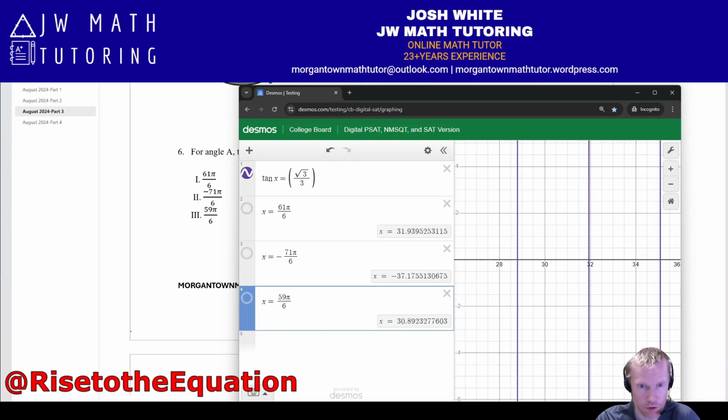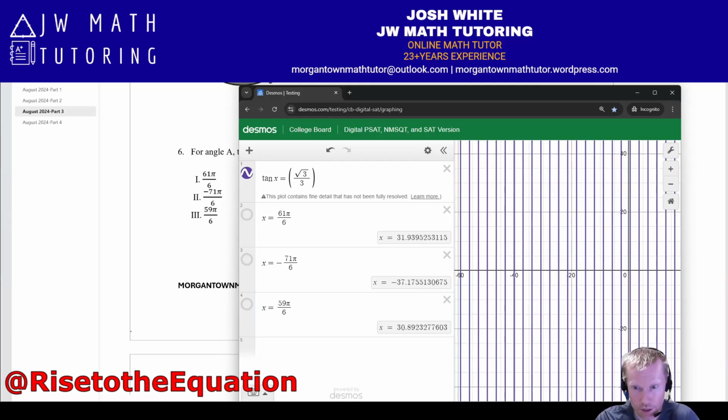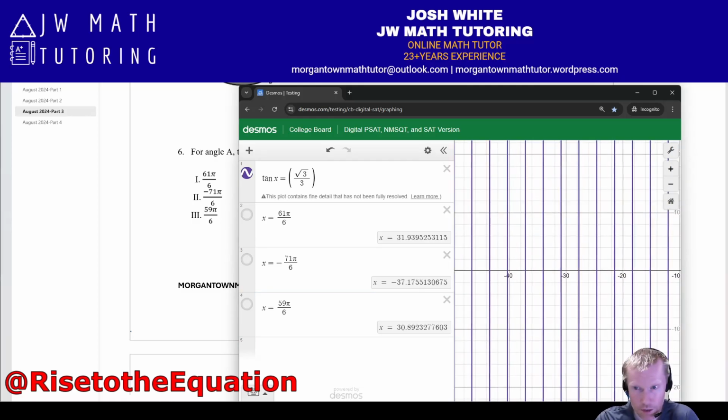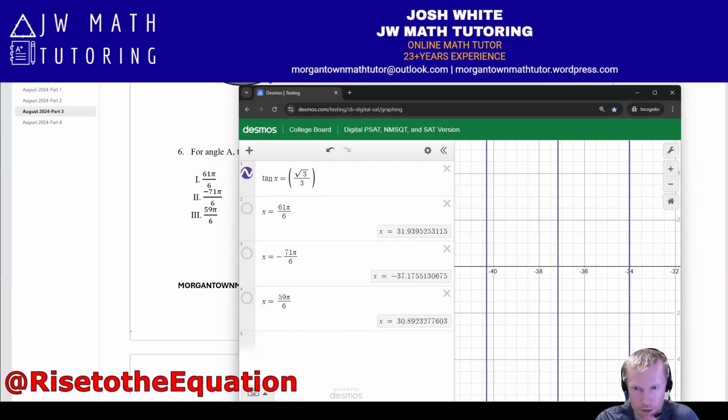Okay, so number 1 is correct. Now this one, it's way over at negative 37. So let's scroll out here and now let's zoom in. All right, so when I highlight this one, does this overlap one of the purple lines? Yes, hopefully you notice that it does. So that tells me that 2 is also a solution.